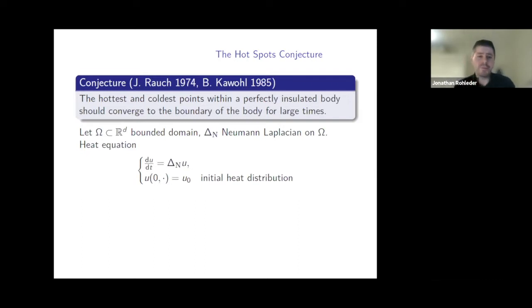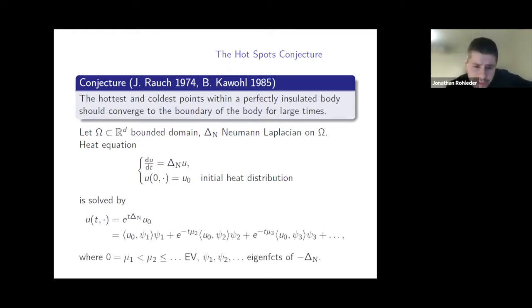So that means we are actually studying the problem du/dt, the time derivative of u, is equal to the space Laplacian with Neumann boundary conditions. So Delta_N is just the Neumann Laplacian, together with some given initial heat distribution u0. It is clear that this can be solved formally by writing down an expansion in eigenfunctions and eigenvalues of the Neumann Laplacian, or by writing down the semigroup that comes from the Neumann Laplacian. So formally, the solution to that problem is just e^{tΔ_N} applied to the initial heat distribution u0. And then we could start expanding this into eigenvalues and eigenfunctions of the Neumann Laplacian.